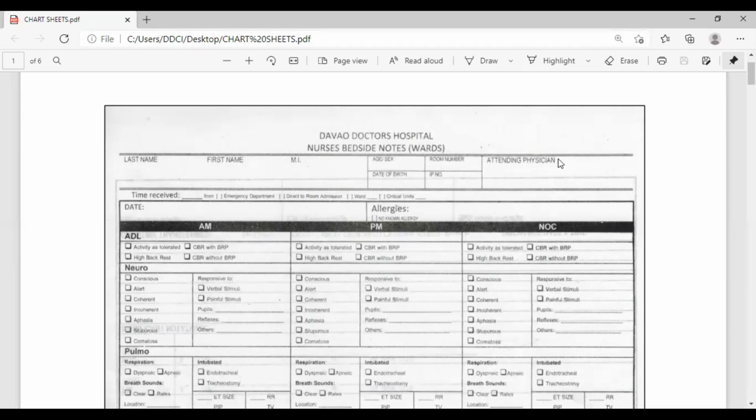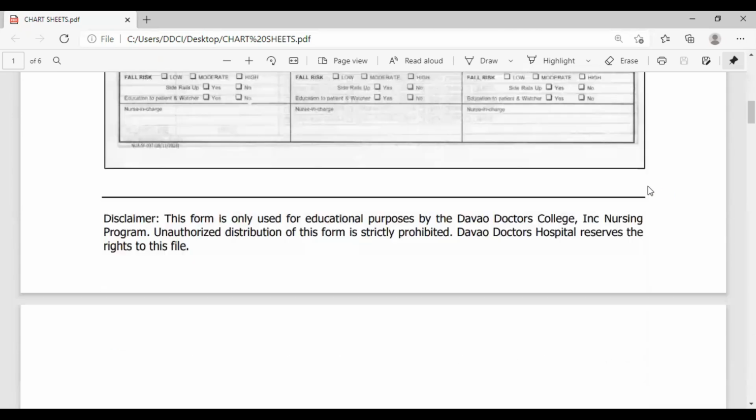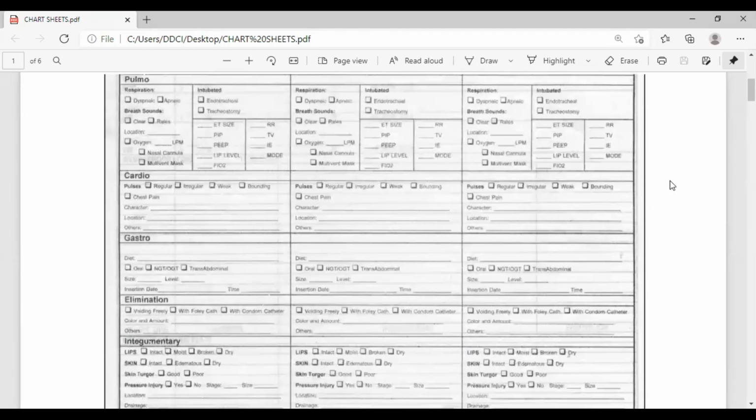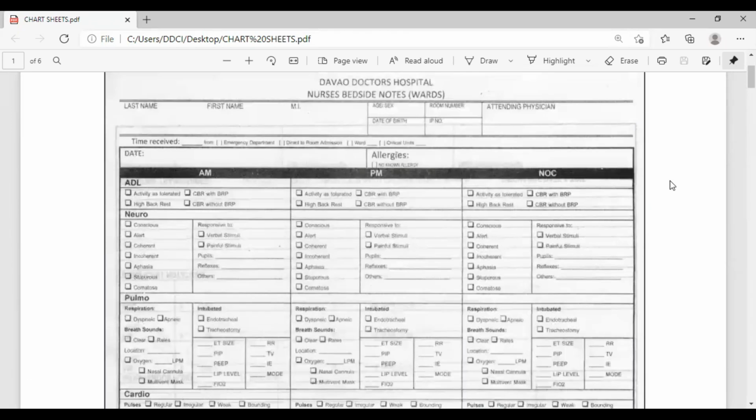Good morning, guys. So in this video, I'm going to be showing you how to document in the nurse's notes. So disclaimer lang, this form is only used for educational purposes by the Davao Doctors College Inc. nursing program. Unauthorized distribution of this form is strictly prohibited. Davao Doctors Hospital reserves the rights to this file. Okay, so the purpose of this video is for the nursing students as a guide in order for them to know how to document in the nurse's chart.